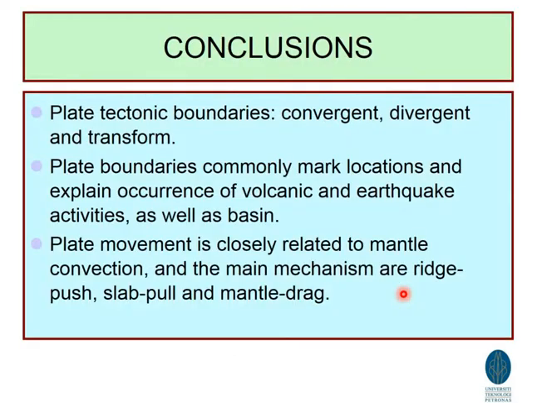As the conclusion of this lecture, the main plate boundaries are convergent, divergent, and transform. These boundaries are commonly marked locations that explain the occurrence of volcanic and earthquake activity, as well as basin formation. Plate movement is closely related to mantle convection, and the main mechanisms are ridge push, slab pull, and mantle drag.